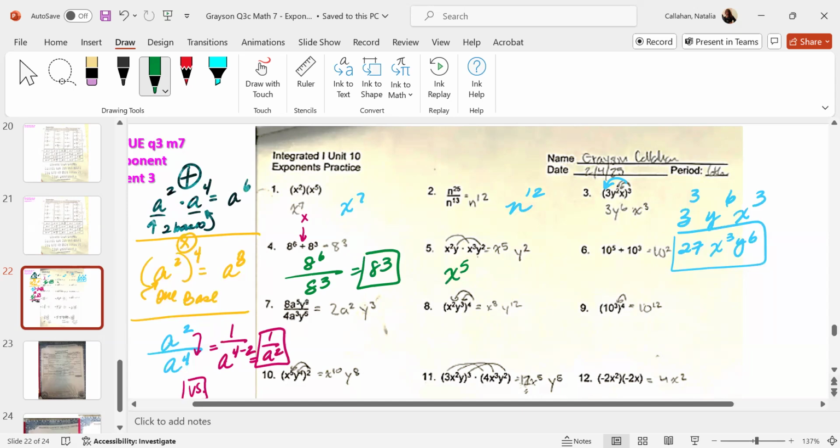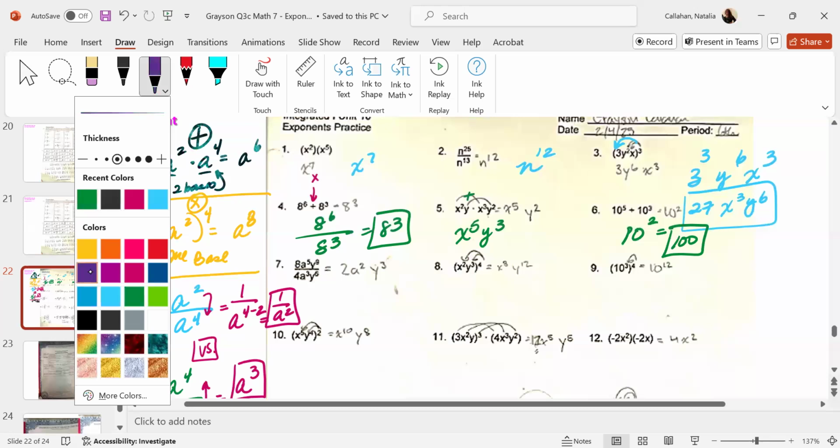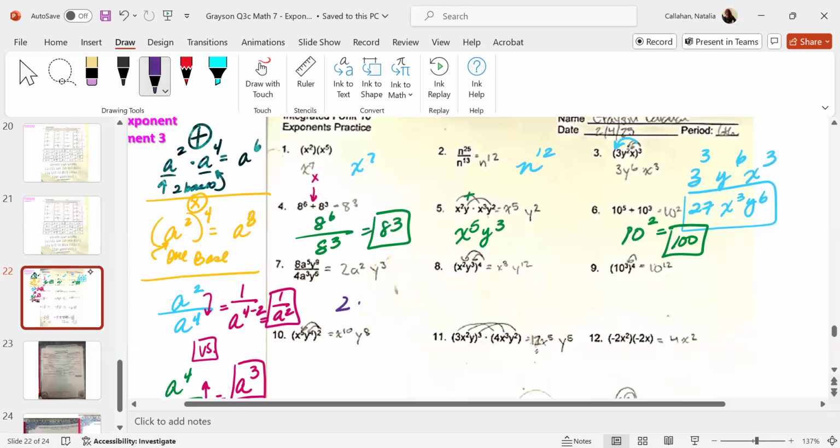Okay, x to the 5th, y to the 3rd, because you're adding them, correct? Is this a division? It's 10 squared, which is 100. No, you gotta elaborate. If it's a number, make sure you multiply it out, in addition to putting it into that exponent form. 2a squared y to the 3rd. Good. This one is x to the 8th, y to the 12th. Good. This one is 10 to the 12.